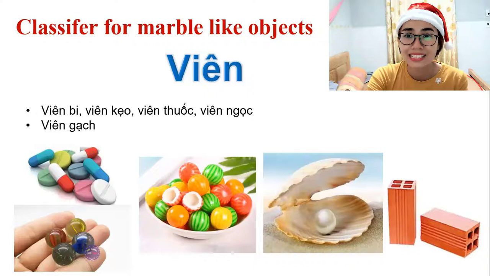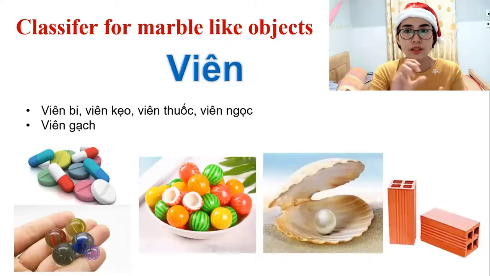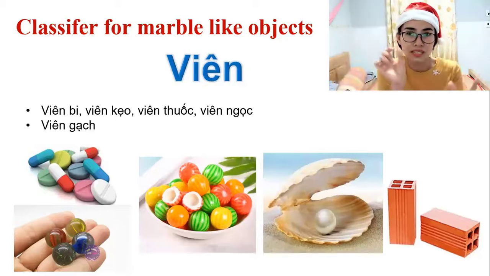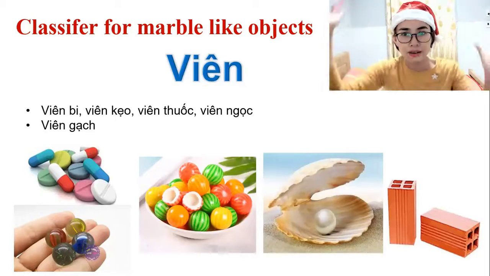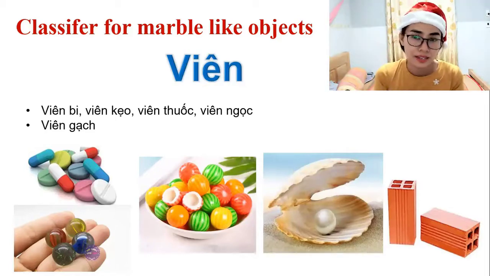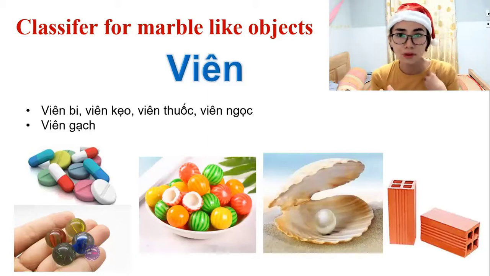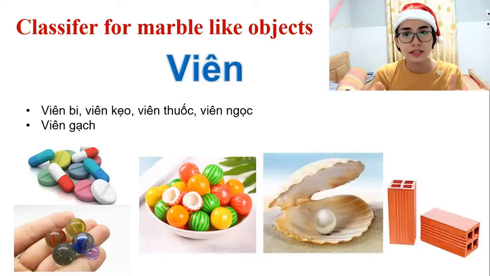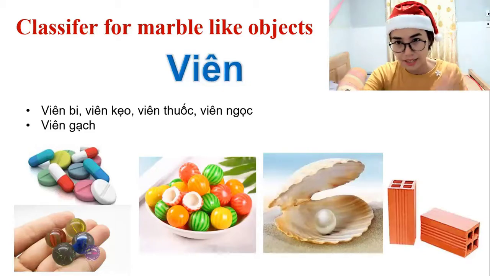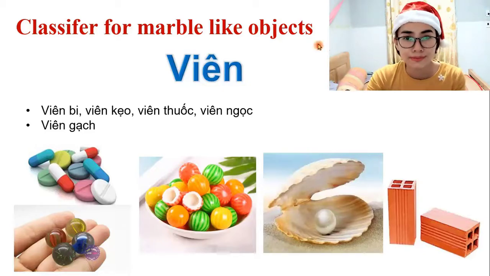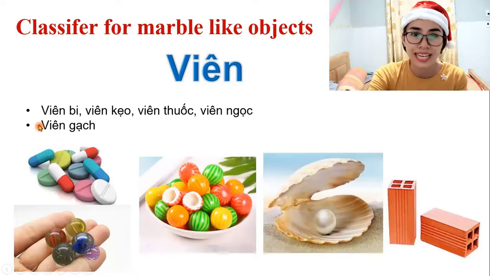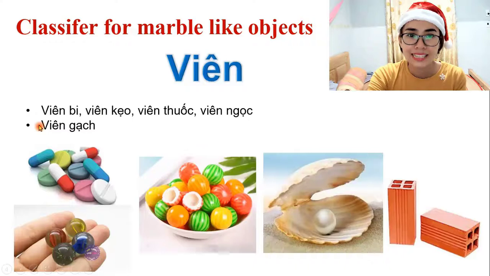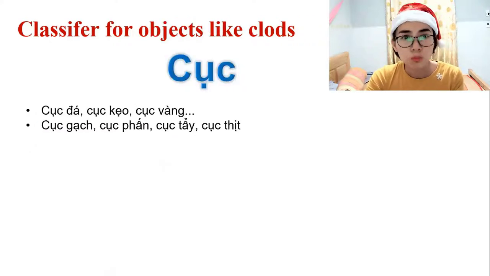But this is like exceptional. Viên gạch. I guess because when you build a house, it's something small in a big house. So it's like viên. It's not round. It's not a marble-like object. It's not round or a sphere or marble. It's like that shape, but we use it. So this is more like exceptional. Okay, viên gạch.